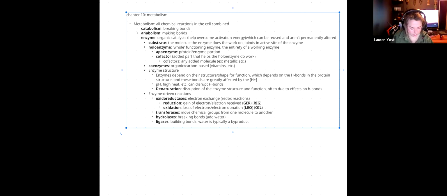To tie in all reactions within the cell, based on the cell needs. That's fine.